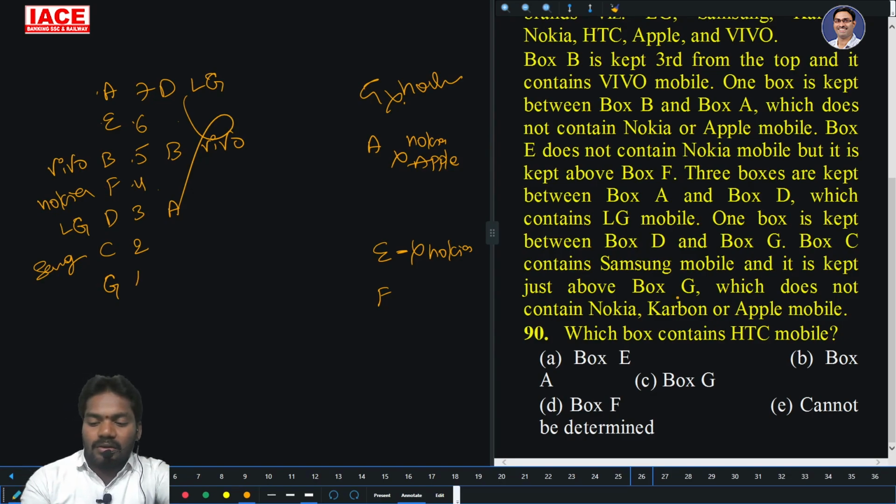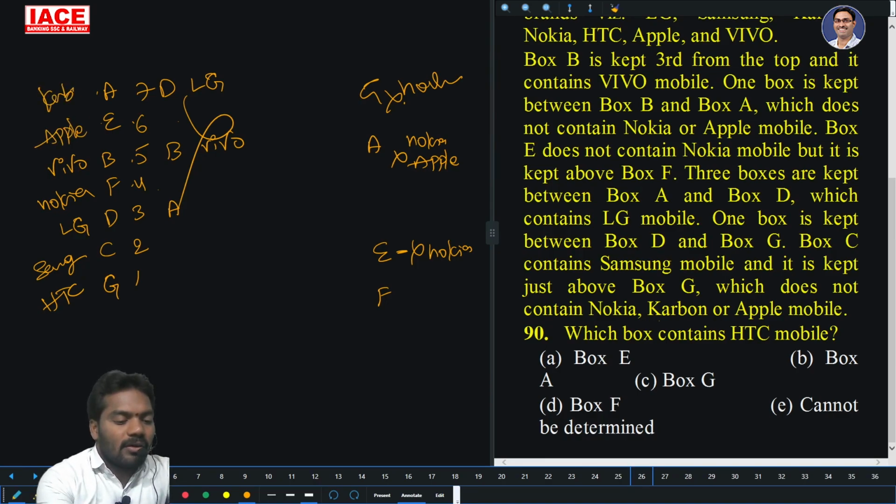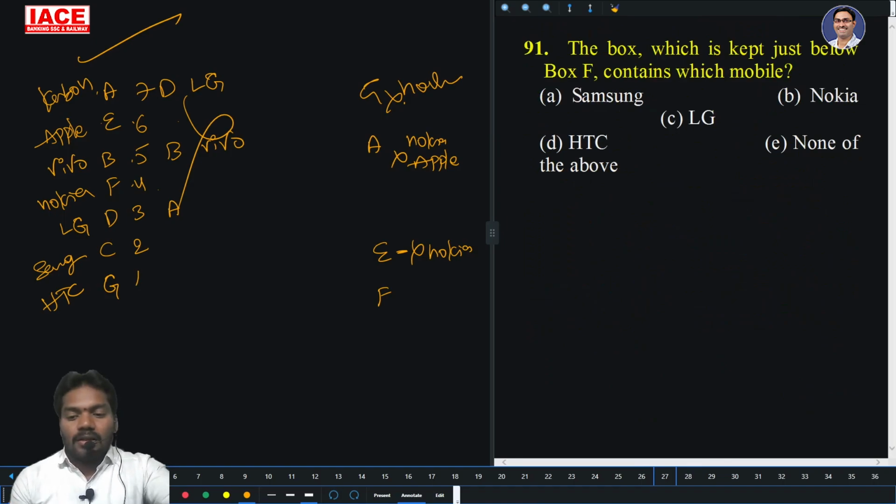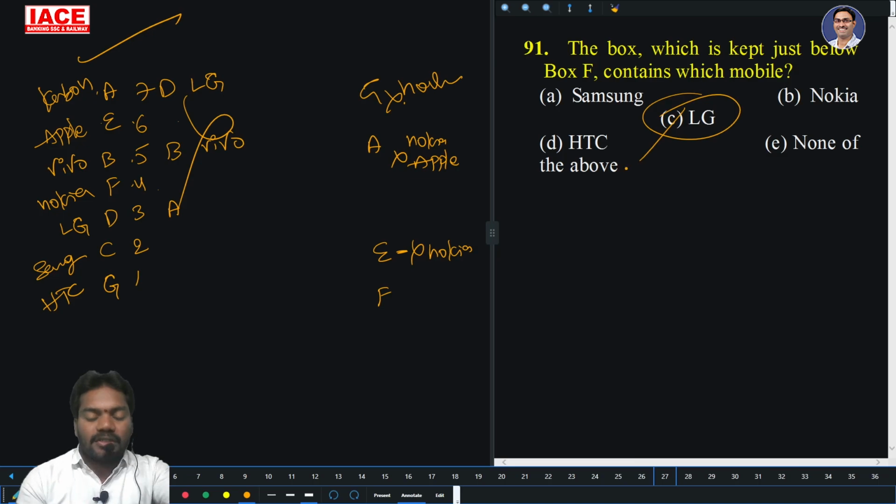Box C contains Samsung, G does not contain Nokia, Carbon, Apple mobile. Okay. G does not contain Nokia, Carbon, Apple. So G is HTC. A does not contain Apple also, which means only chance of Apple and only chance of Carbon. Which box contains HTC? G box. Option C. The box which is kept just below the F, LG, D, option C.